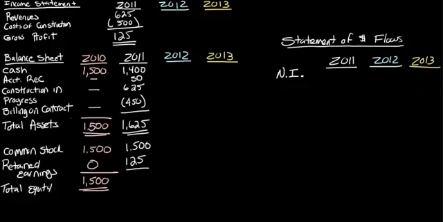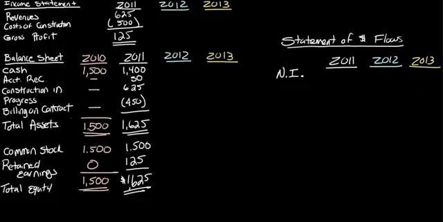My common stock is still $1,500, and my retained earnings now is $125. And how do we know that? Well, beginning retained earnings is 0 plus my net income, or gross profit in this case, $125. So the total here is $1,625, and that totals up.